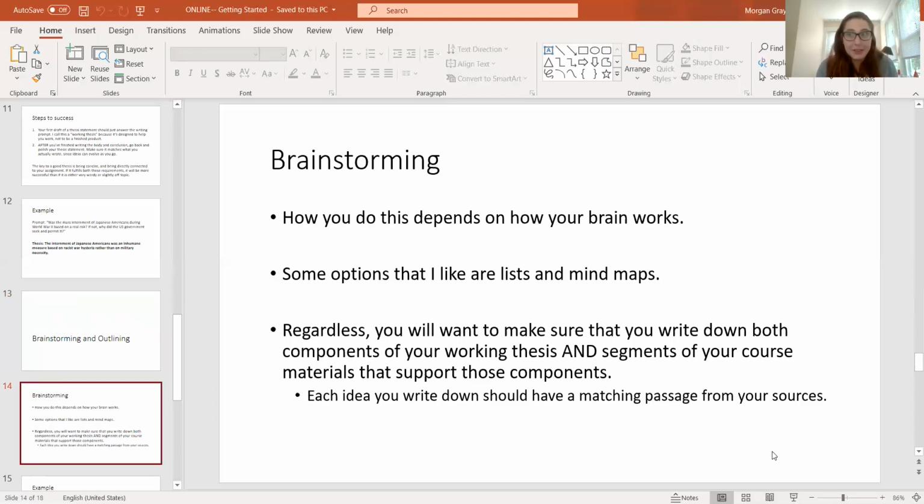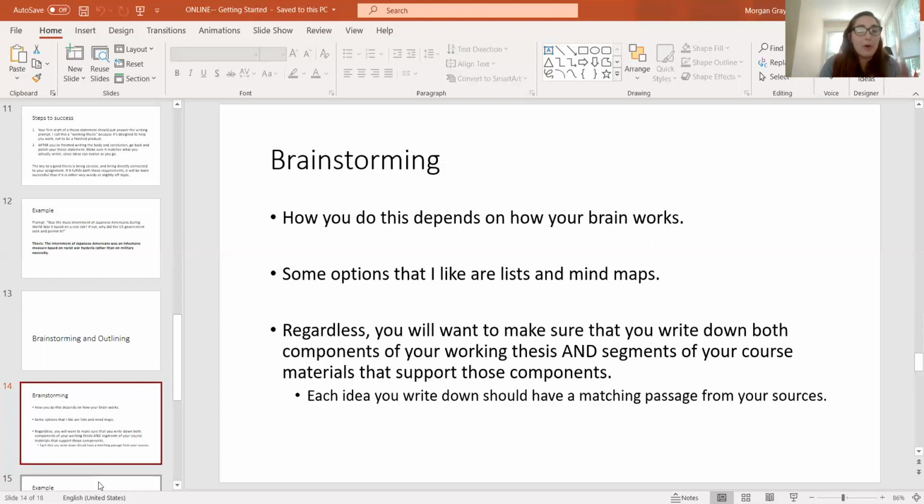Brainstorming is really subjective, right? It depends on how your brain works, how you like to organize things. I like lists and I like mind maps. You may have a strategy that works better for you than either of these things. Use it. I find it's most helpful to write down both the components of my working thesis and the segments of the course materials that support those components. So effectively, each idea you write down should also have a matching passage from your sources.